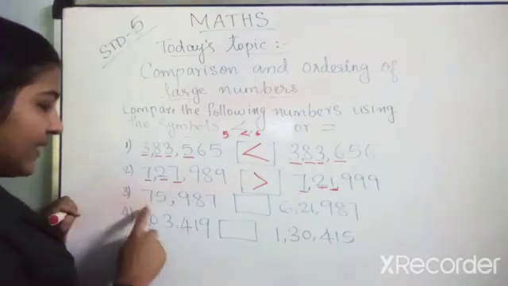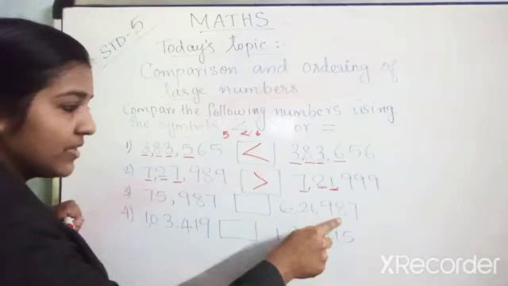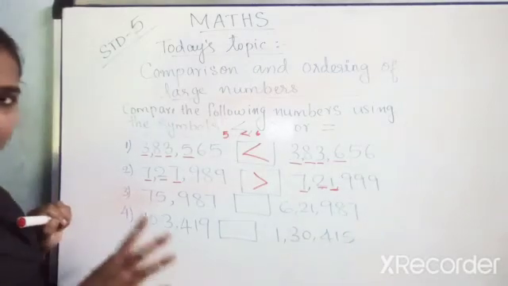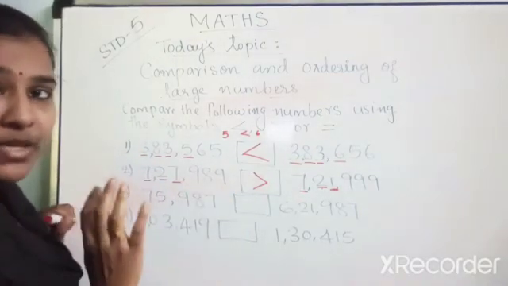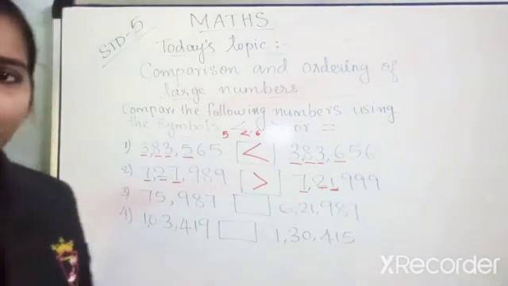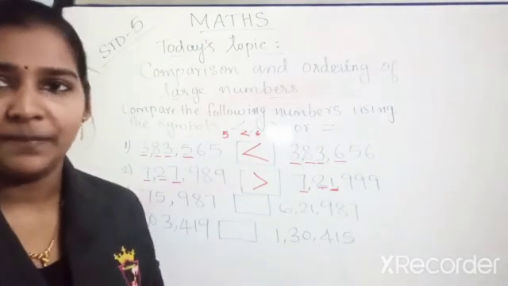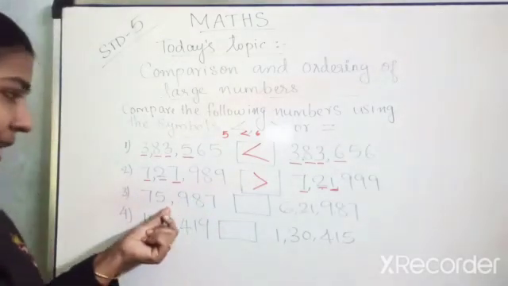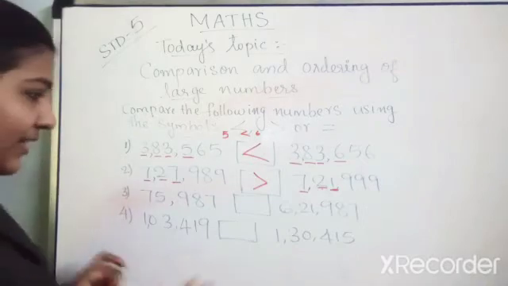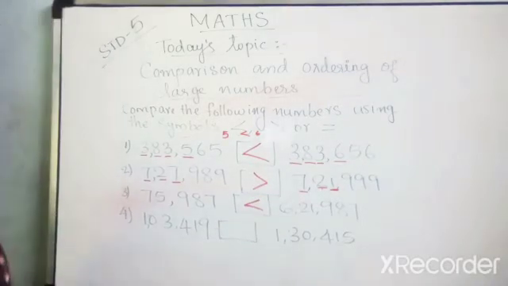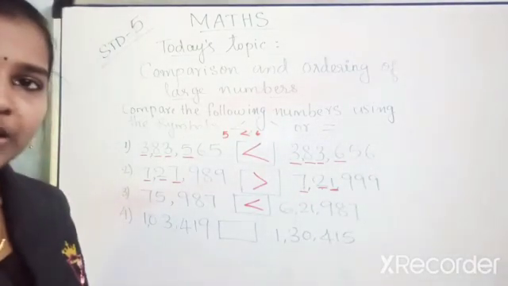Next question. 75,987 and 6,21,987. First we check the number of digits. Here the first number has 5 digits, but the second number has 6 digits. So we know the number which has fewer digits is smaller, isn't it? So it's a 5-digit number, it's a 6-digit number. So obviously which is the greater one? Yeah, this 6-digit number is greater than this 5-digit number. Okay.